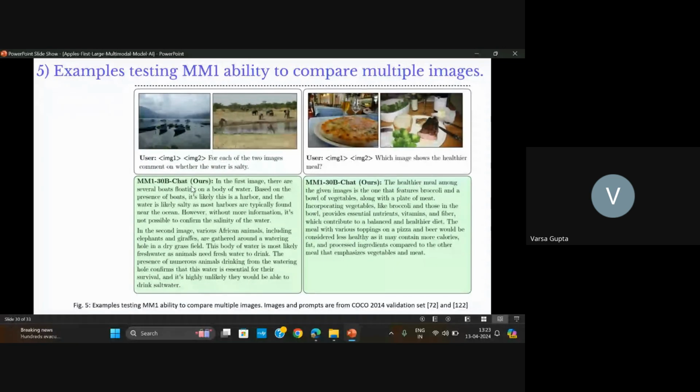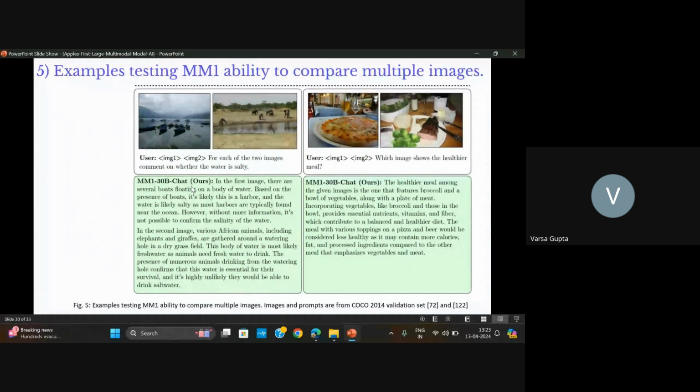The last and the second last example are testing MM1's ability to compare multiple images. In the first example, there are two images given, one of a lake and one of giraffes drinking water in a pond. The user asks, for each of the two images, comment on whether the water is salty.